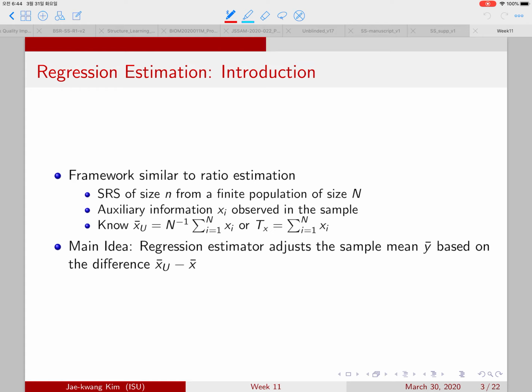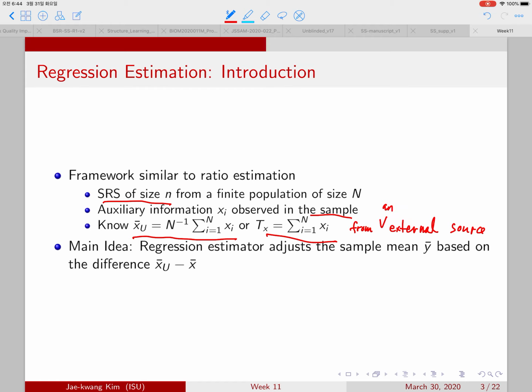The framework for the regression estimator is very similar to ratio estimation. We'll assume simple random sampling of size n from a finite population of size capital N. The auxiliary information x_i is observed in the sample, and the population total or population mean of x is available from an external source.